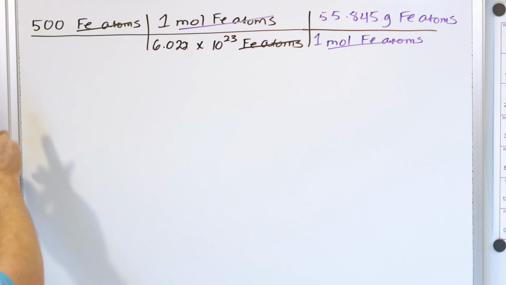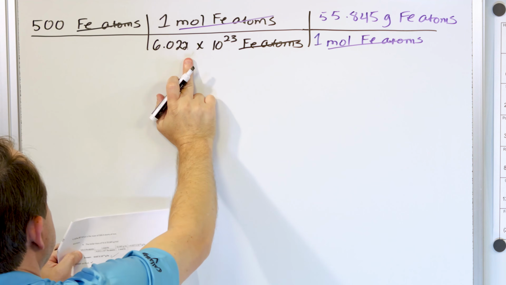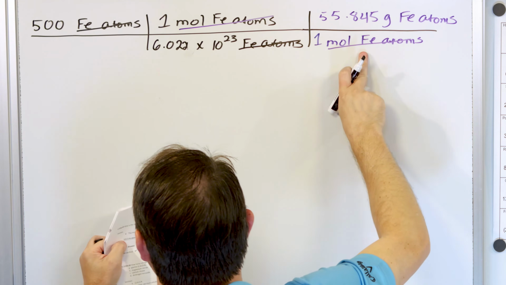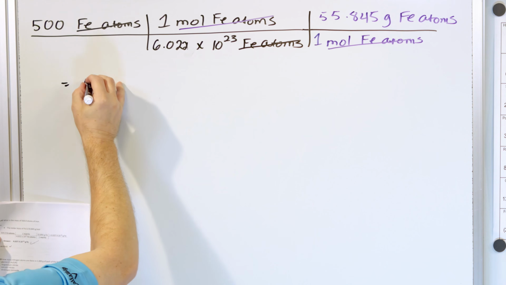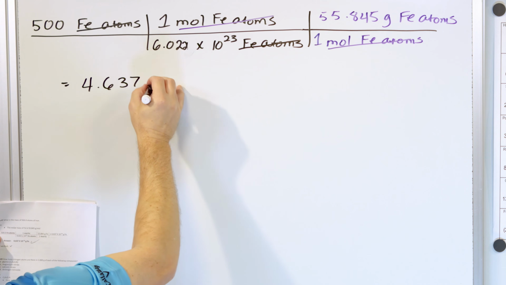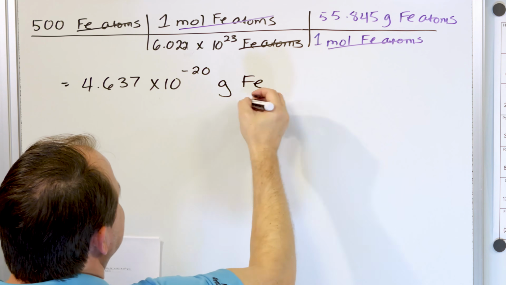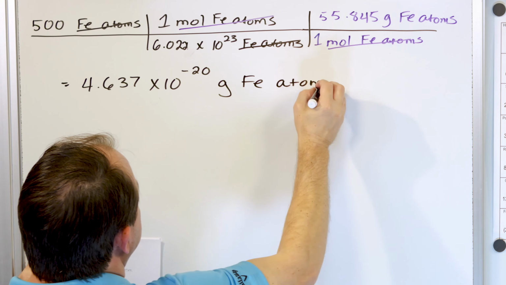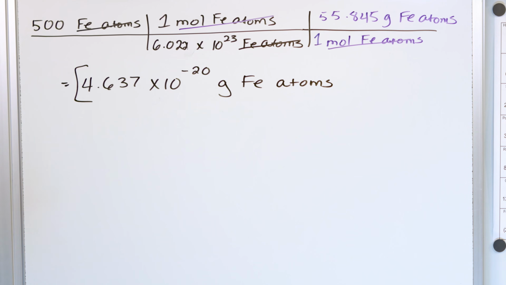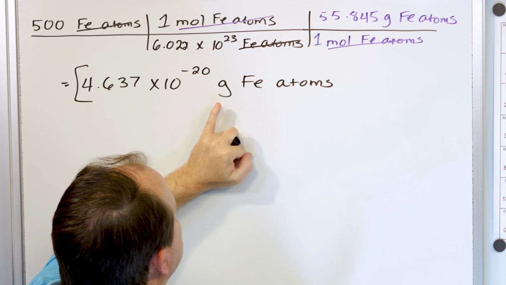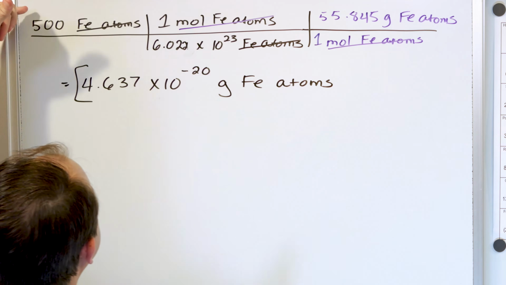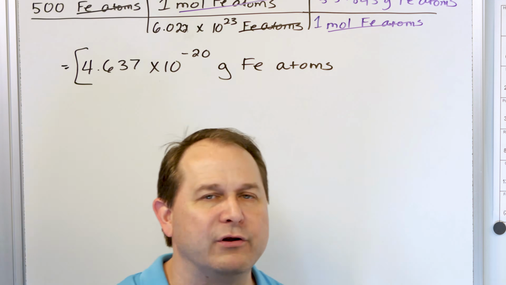So if you take the number 500 times 1, divide by Avogadro's number, times 55.845, divide by 1, you will get 4.637 times 10 to the minus 20 grams of iron. Now, if you drop the word atom, since you know iron is an atom, but we'll just put it here for completeness. All right, so 4.637 times 10 to the minus 20. So it's a very, very small mass of iron atoms, of course, because you only started out with 500. Not 500,000, not 500 trillion, just 500. That's almost nothing. So the answer is a very small number of grams.